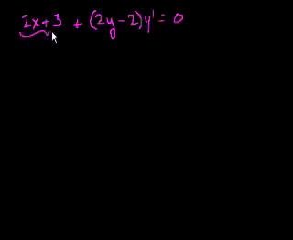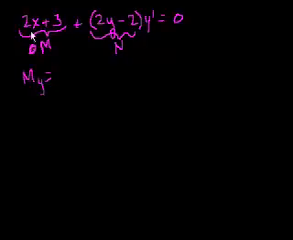So this is our M of x and y, although this is only a function of x, and then this is our N. You could say that's M, or that's N. And if this is exact, well, first let's test if it's exact before we start talking about xi. So what's the partial of M with respect to y? Well, there's no y here, so it's 0. The rate of change with respect to y is 0.